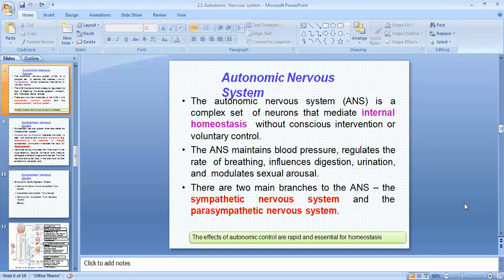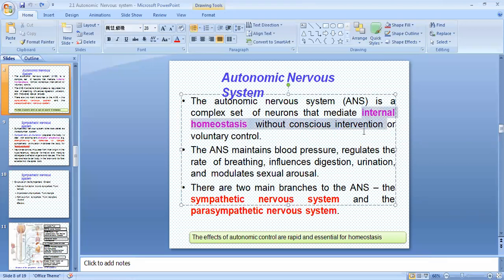Now, the autonomic nervous system is a complex net of neurons which mediate internal homeostasis. Homeostasis means balancing of the situation. So this is going to carry out the internal homeostasis, meaning internal balancing without conscious intervention or voluntary control. Automatically it carries out its function.